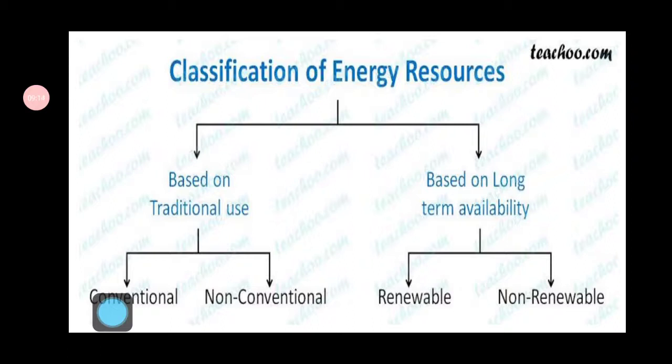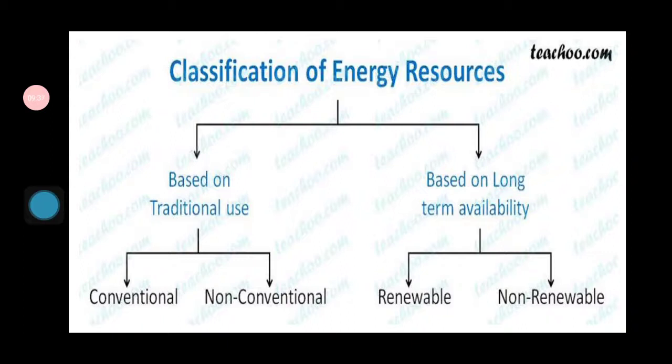Based on traditional use, we classify energy into two categories: conventional and non-conventional. Fine. So what do we mean by conventional? The thing which we have been following for a long period of time, any kind of practice that has been followed for a long period of time.